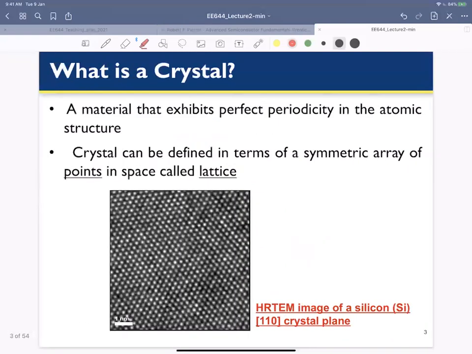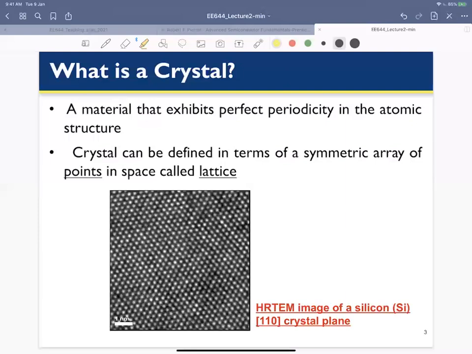Okay, so the first question is, what is a crystal? All of you might have heard about crystals. If you look at the picture here, this is a high resolution TEM image of silicon, and silicon comes in a crystalline form. A crystal is a material that exhibits perfect periodicity in the atomic structure, right?